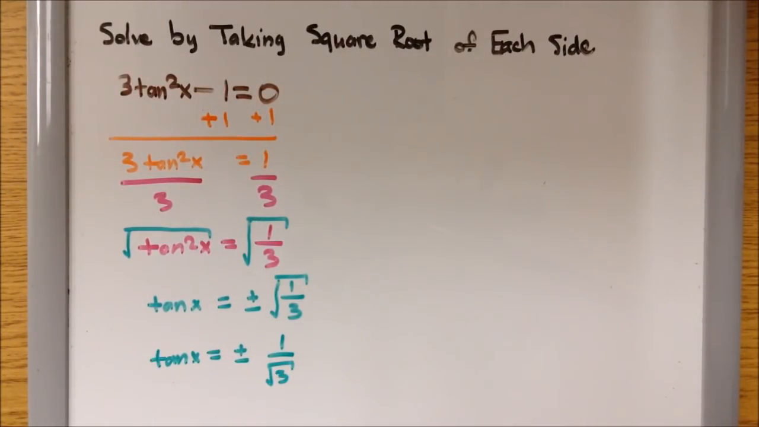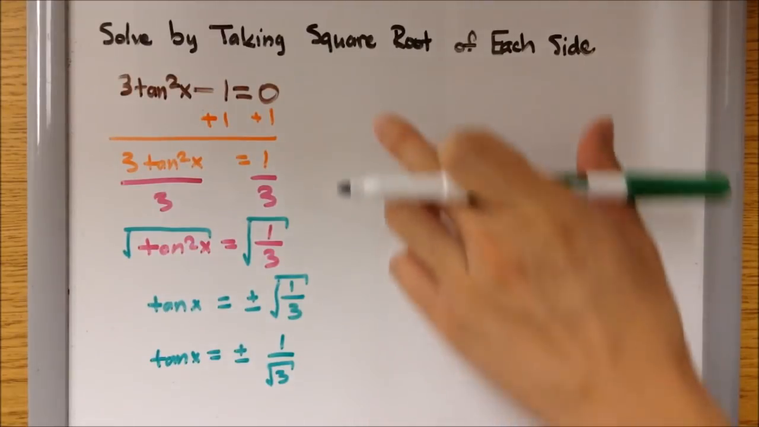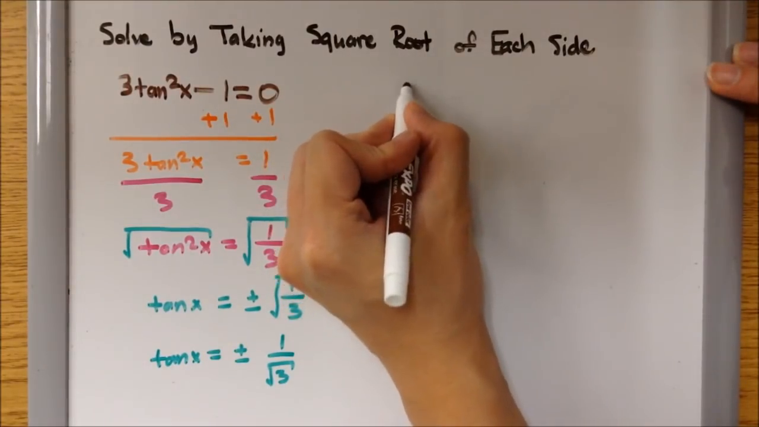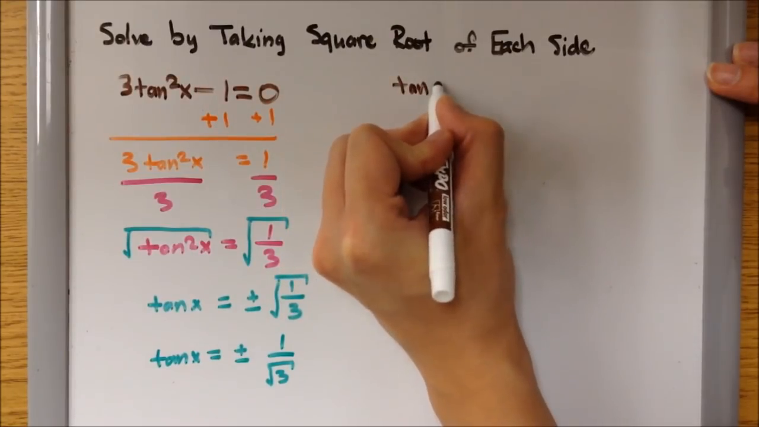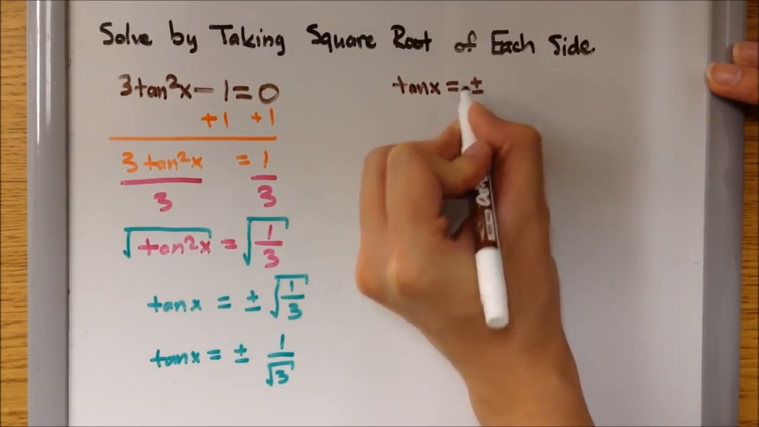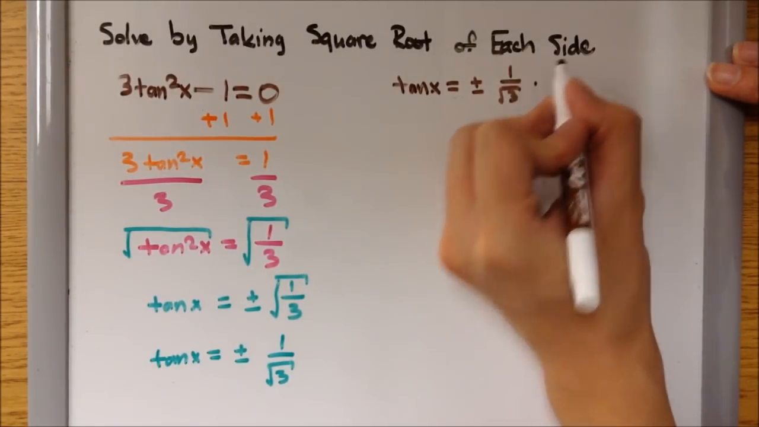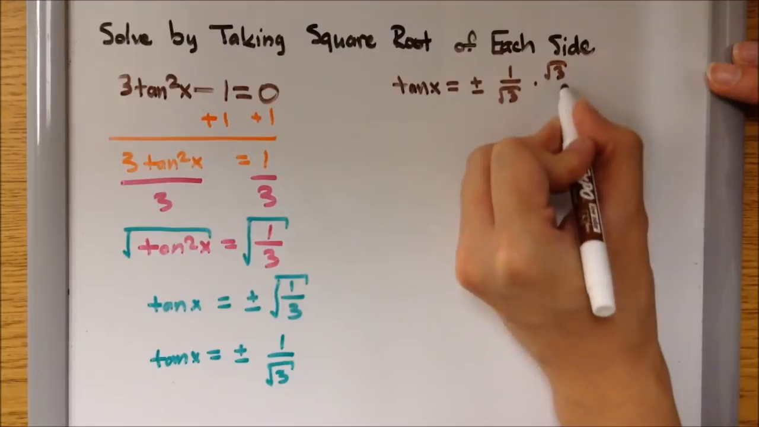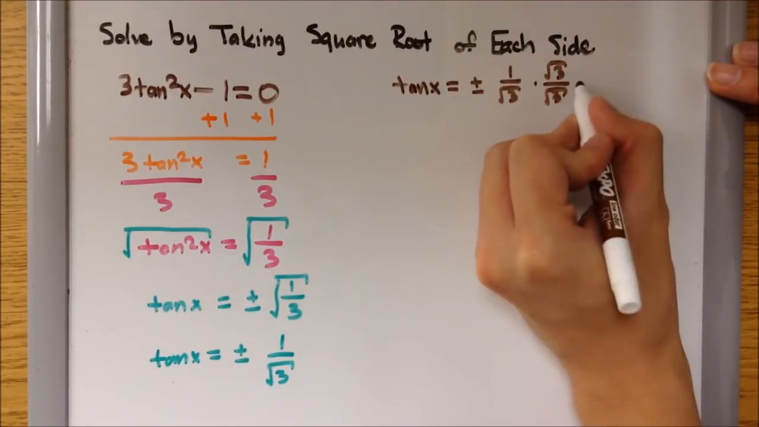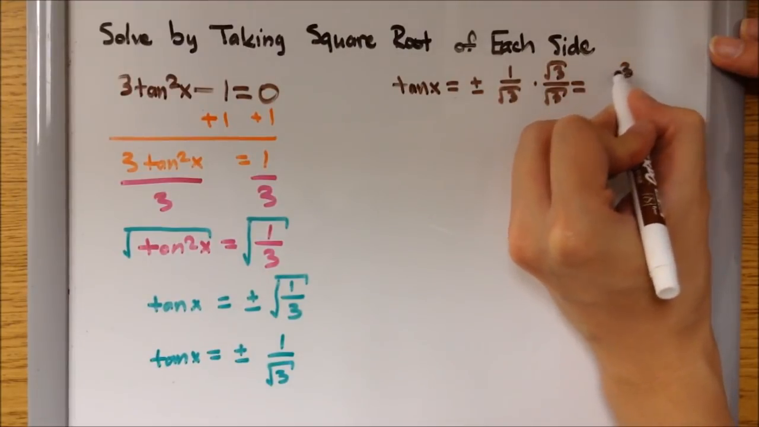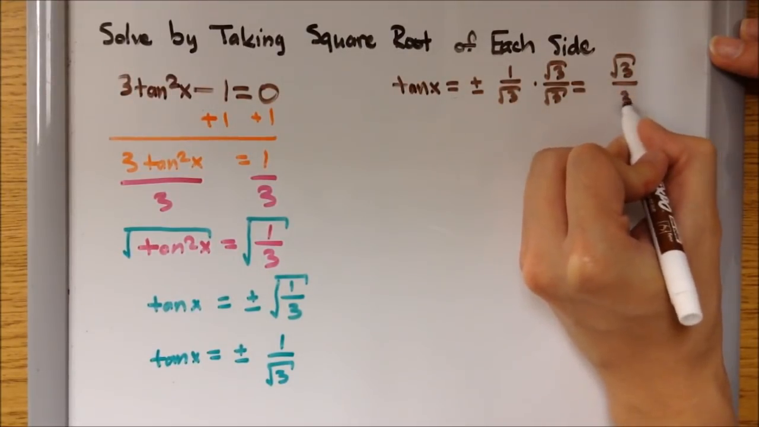Alright, so I'm going to write up here and then simplify that. So we have tangent of x equal positive and negative 1 over square root of 3. When we simplify it, rationalizing the denominator, multiplying top and bottom by square root of 3, would give square root of 3 over 3.